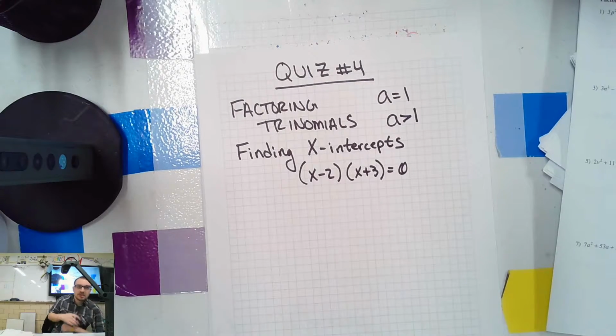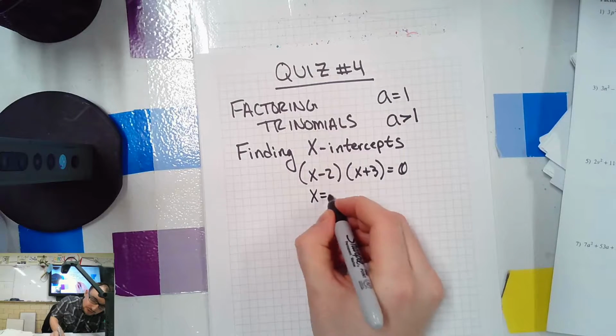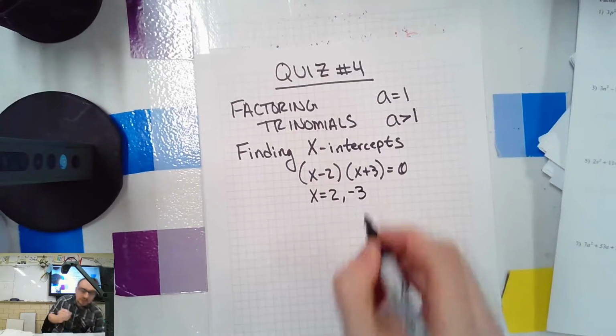Where is this going to be 0? Well, when x is 2 and when it's negative 3, right?